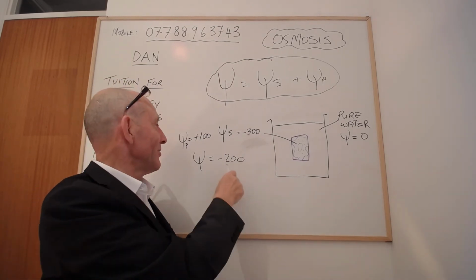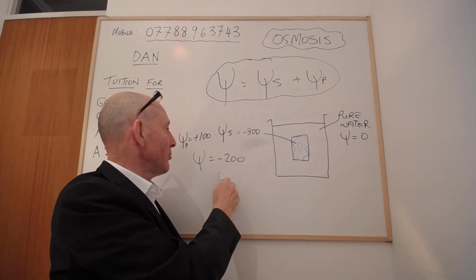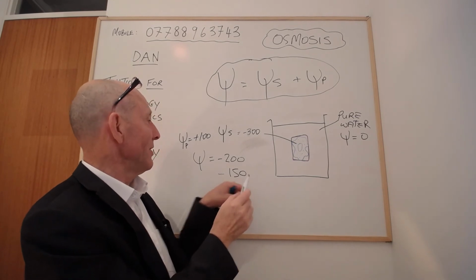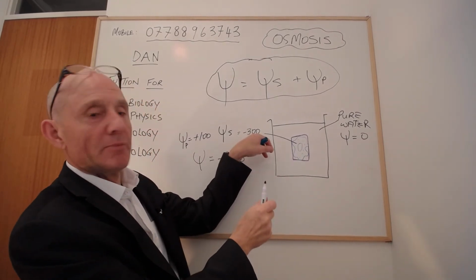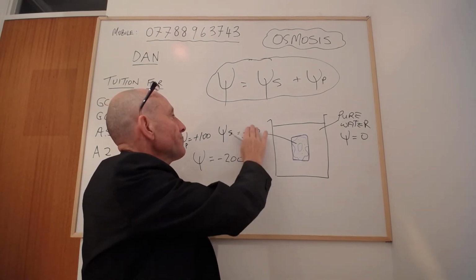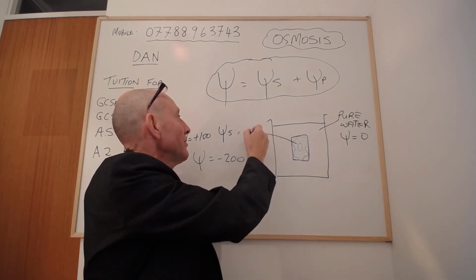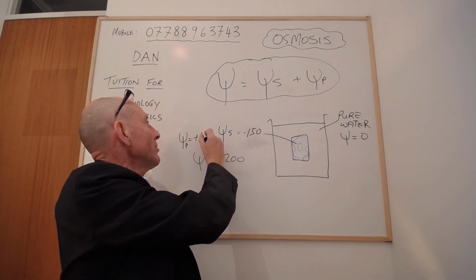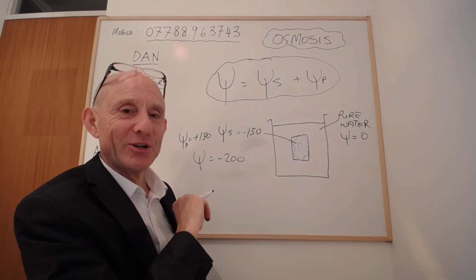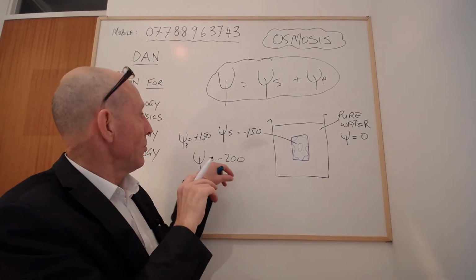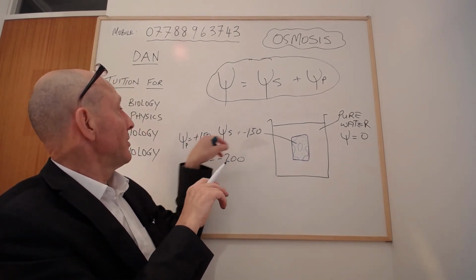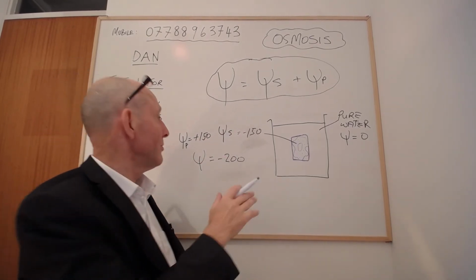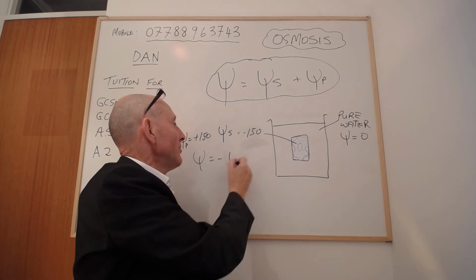And maybe what happens is this becomes more negative, let's say to minus 150. So the solute potential might become minus 150. It's getting more and more dilute, minus 150. And what you might discover is the pressure potential has come up to plus 150. So now the solute potential and the pressure potential are exactly equal. What's the water potential? It's equal to the solute potential plus the pressure potential. So it's minus 150 plus 150, which is zero. So the water potential of the cell becomes zero.